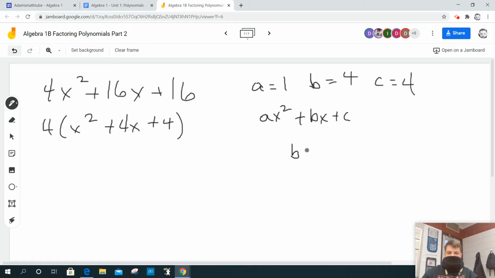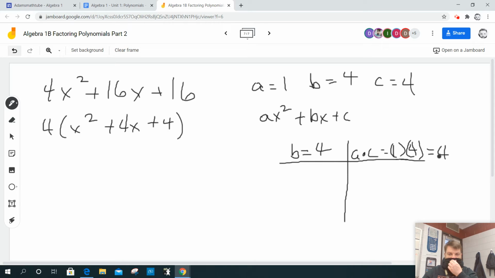So I need to think of two numbers that when I add them up, they equal 4. But when I multiply them, they equal a times c, which is just 1 times 4, which is just 4. Well, that's going to be 2 and 2, right? 2 times 2 equals 4, and 2 plus 2 equals 4.